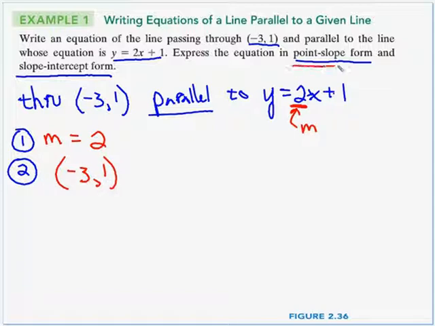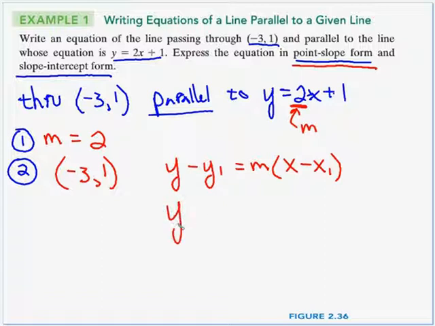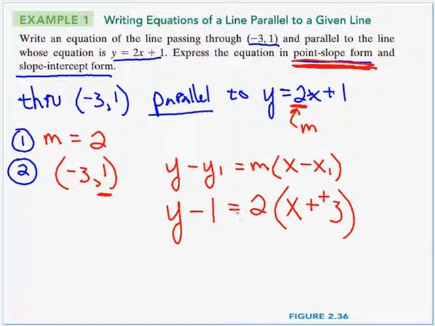Okay, to put that into point-slope form, we use the point-slope equation. y minus y sub 1 equals m times the quantity x minus x sub 1. Let's plug in our given information. y minus y sub 1, well, our y value is 1. And that's equal to m, the slope, which we know is 2, times the quantity x minus this negative 3. If I minus a negative 3, the minus the negative will turn into a plus. So there is our point-slope form of the equation. y minus 1 equals 2 times the quantity x plus 3.